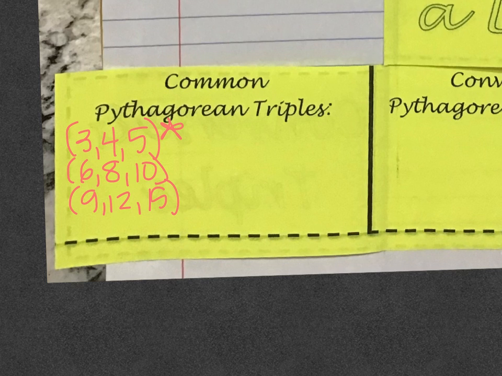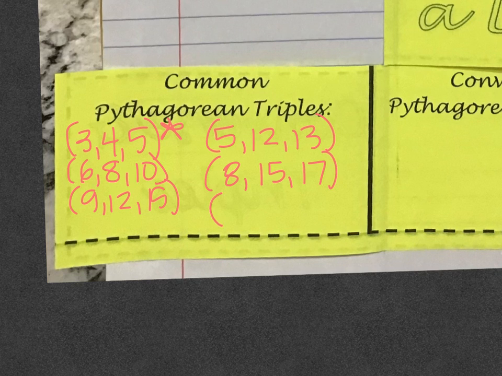There are other combinations that can go together. Another combo that does fit the rule of a squared plus b squared equals c squared is 5, 12, and 13. Another set is 8, 15, and 17. And one other one for you to know is 7, 24, and 25. Now there are other combinations, but here are just 6 of them for you to know.